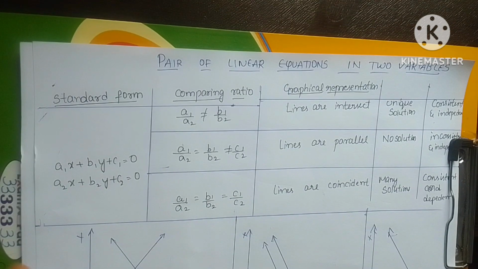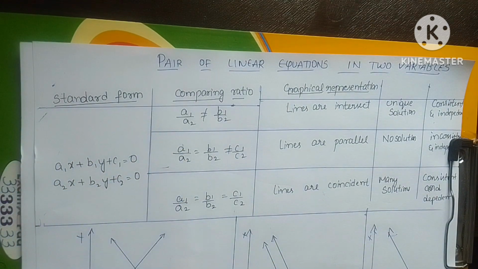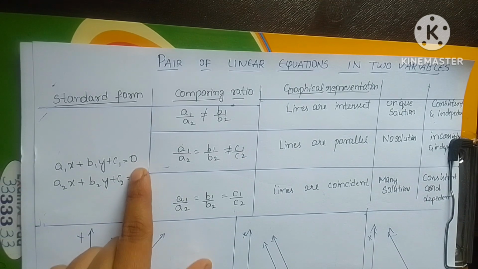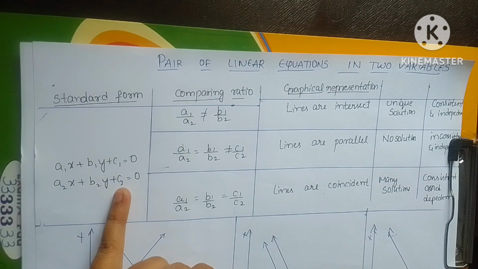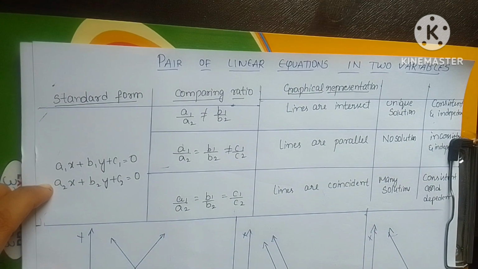This is the general or standard form of the linear equation. It will be like a1x plus b1y plus c1 equals 0. This is for the first equation. a2x plus b2y plus c2 equals 0. This is for the second equation. So these are the two equations representing two linear straight lines.